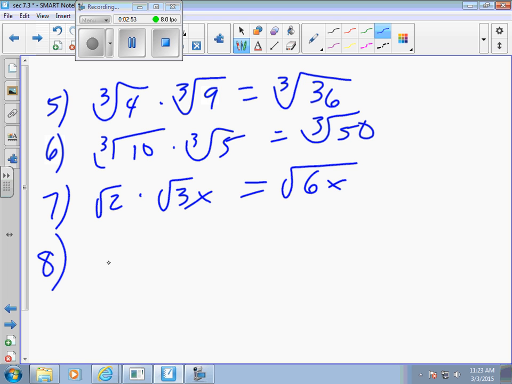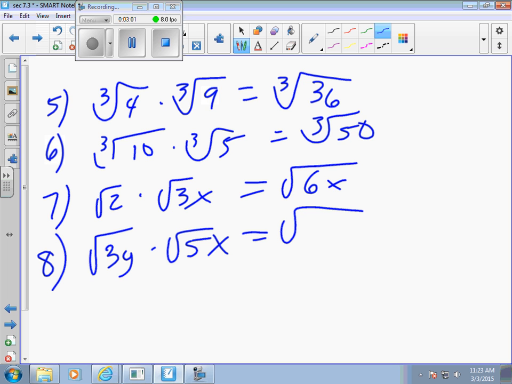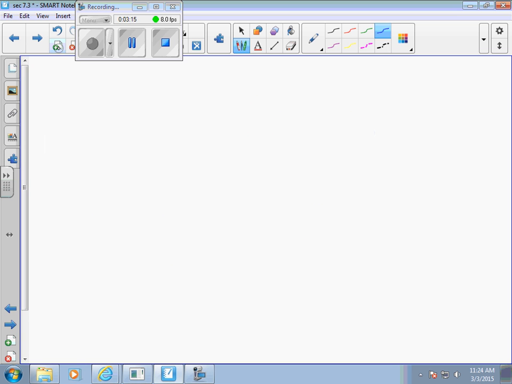Number 8, if I have the square root of 3y times the square root of 5x, I get the square root of 15xy. There's no perfect square xy. There's no perfect squares in here. 4 doesn't divide in there. 9 doesn't divide in there. So we're done. Moving on to number 9.